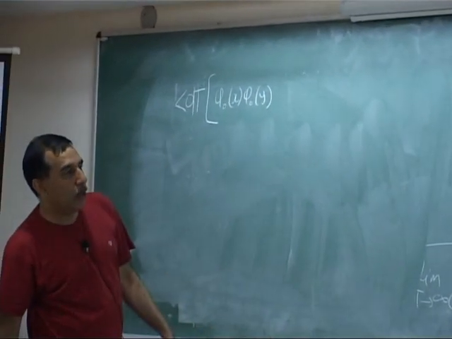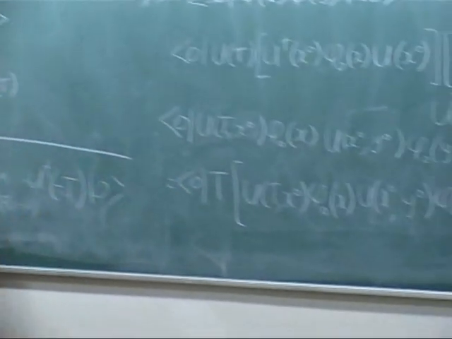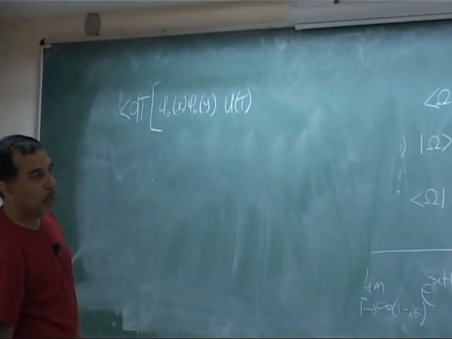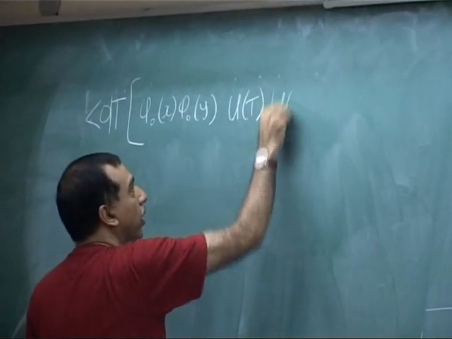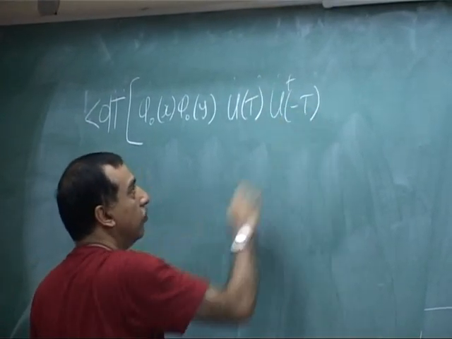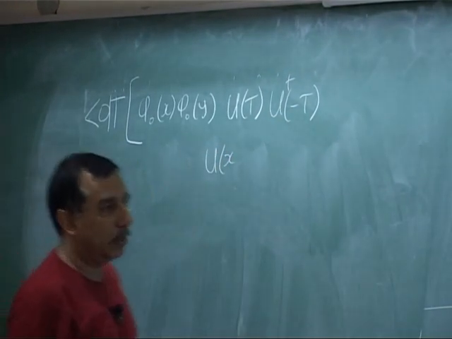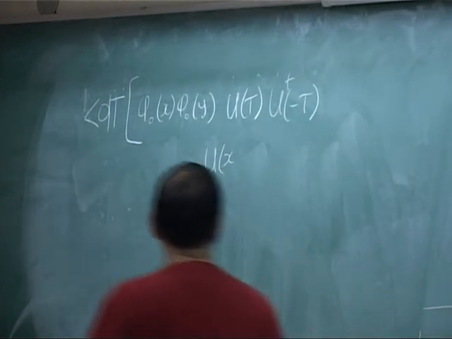Okay, what else do I have? Now I break these back into their constituent pieces. So this is u of t. Then I have u dagger of minus t. Then from here I have u dagger of x0, from here I have u of x0, u dagger of y0, u of y0. You just collect them all.